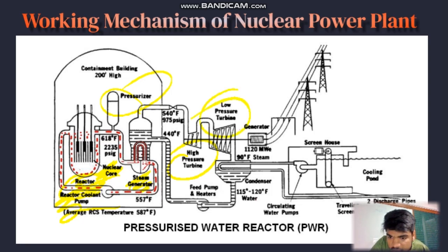Further, let's discuss this low pressure turbine. After passing through the high pressure turbine, the steam enters the low pressure turbine. The remaining energy in the steam is further utilized to generate more rotational mechanical energy.